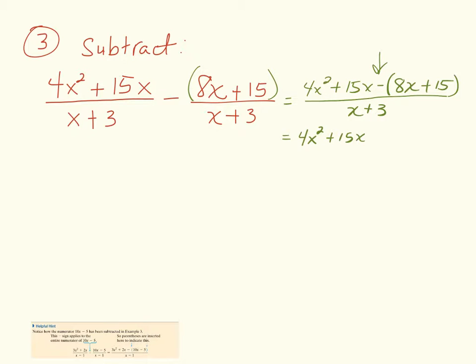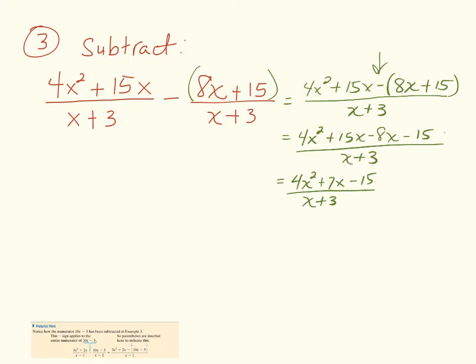So now I'm just going to rewrite it as minus 8x minus 15 all over x plus 3. And then that will allow me to combine like terms in the numerator. Okay? So in the numerator, we have 4x squared. 15x minus 8x is what? 7x minus 15 all over x plus 3.